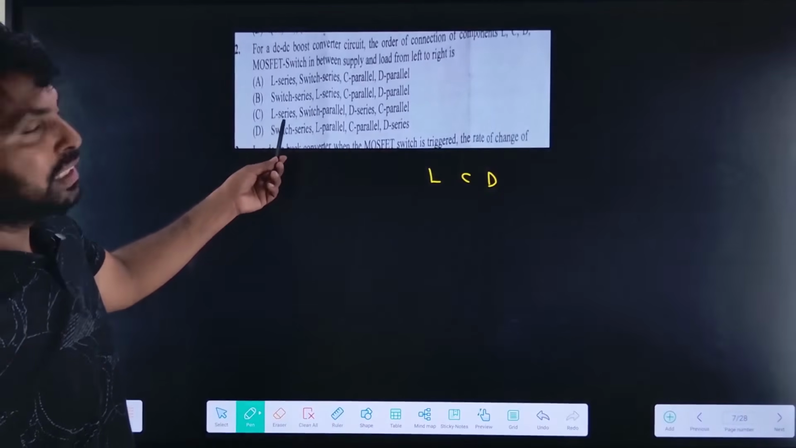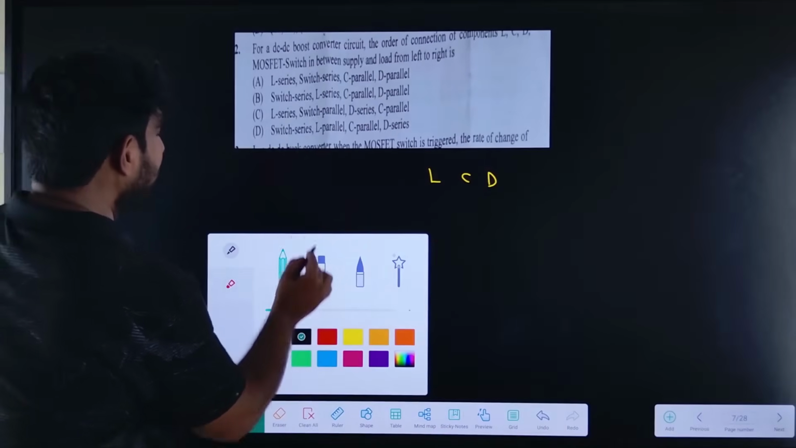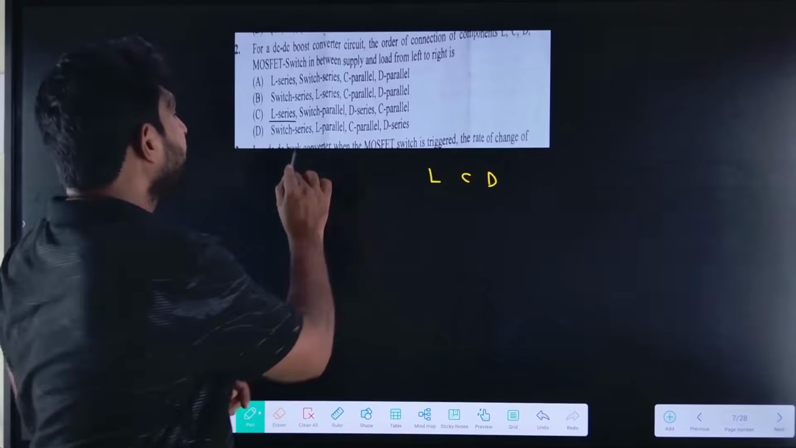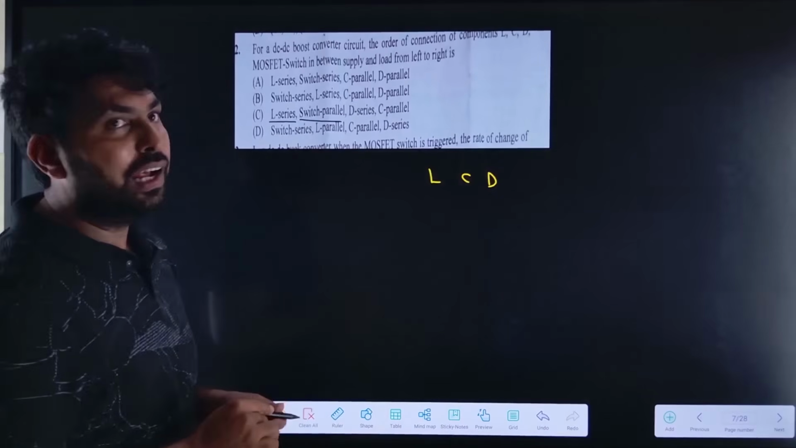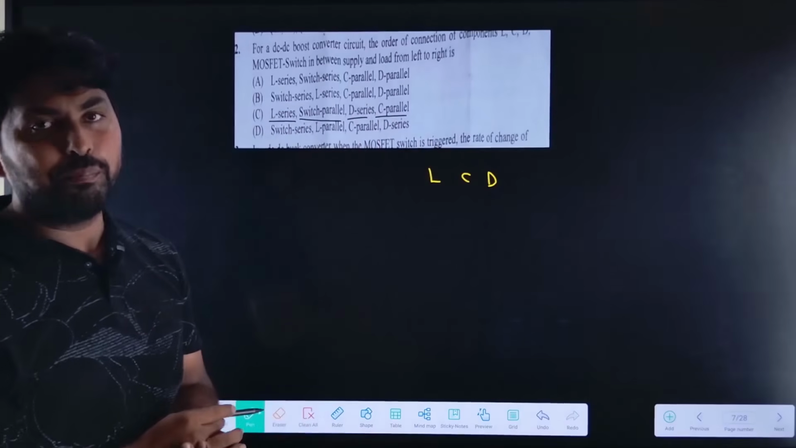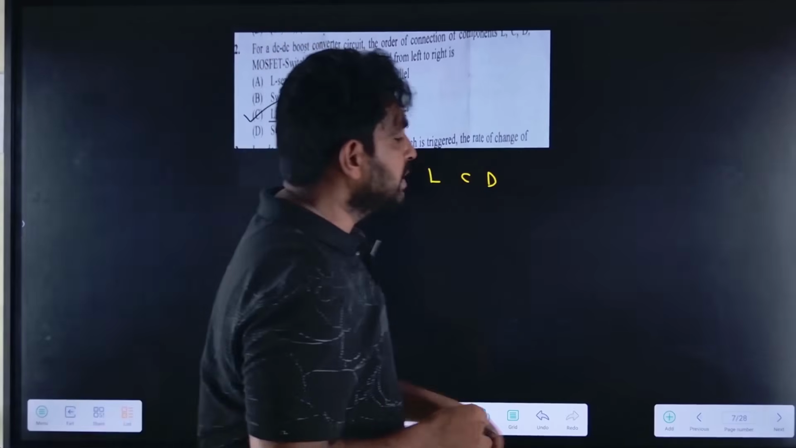So the third option, see the C option. Where L is connected in series, the switch is connected in parallel, the diode is connected in series, and the capacitor is connected in parallel. So option C is the right option.